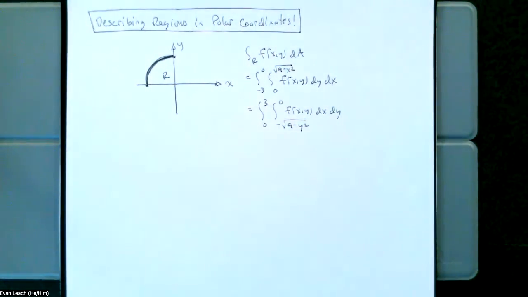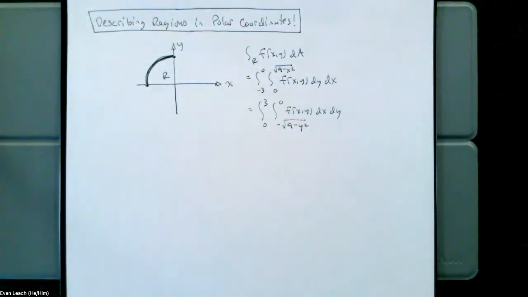So if you recall, yesterday we described this quarter circle region in rectangular coordinates. We had to go from left to right, from bottom to top. From left to right, when we did x from left to right, we went from -3 to 0. Then y went from the bottom at 0 to the top, that positive square root.